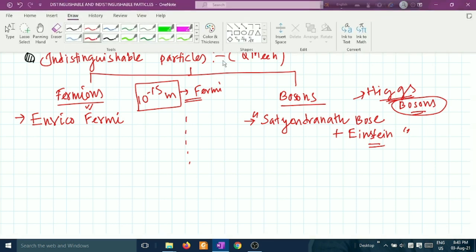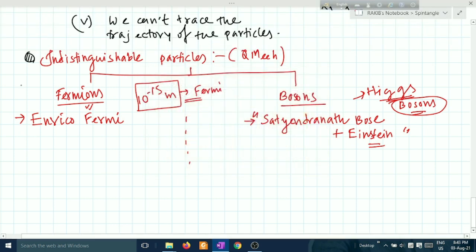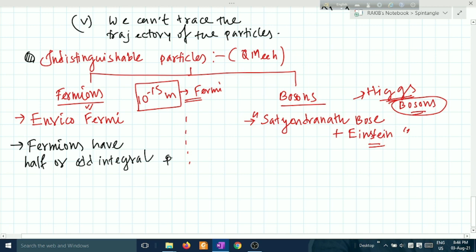Fermions. Let me change the ink. What are fermions? Fermions have half or odd integral spin. Half or odd integral spin particles are called fermions. And what are bosons? Bosons have integral spin.